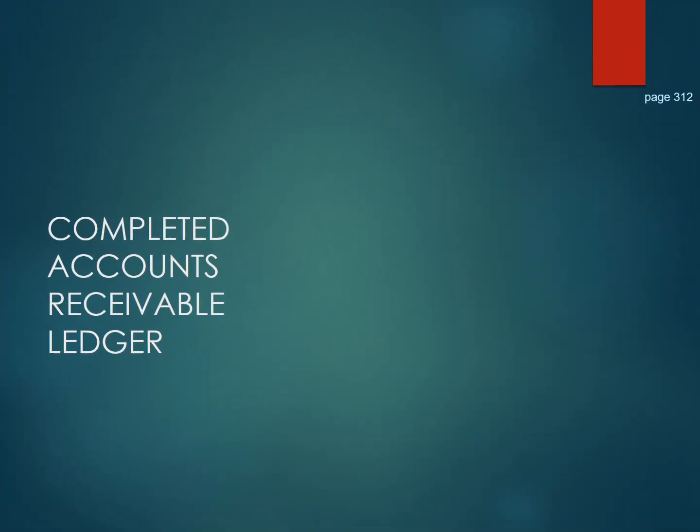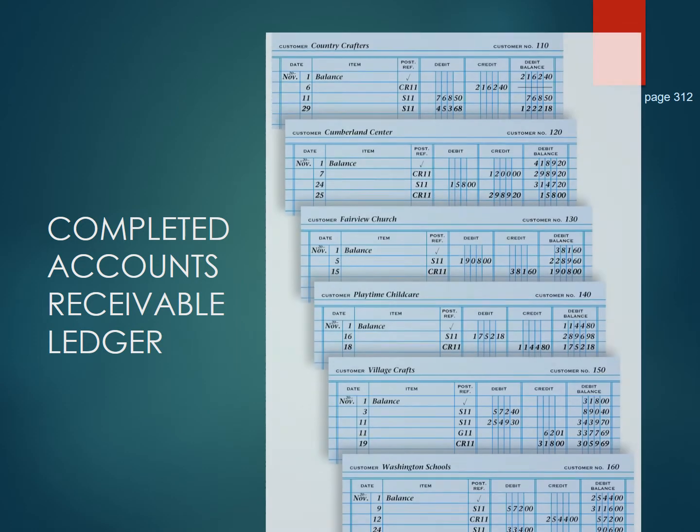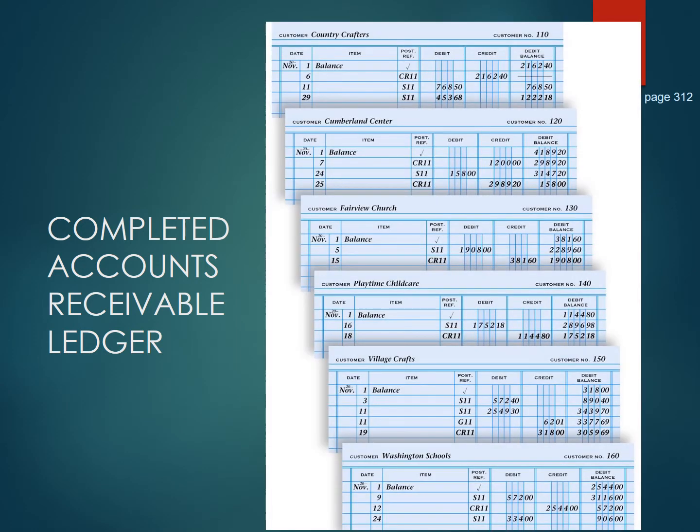Let's look at a completed accounts receivable ledger. We have 6 customer accounts. Each of these accounts have been posted and updated through the end of the month. The next step is to make sure that the total in our accounts receivable subsidiary ledger equals the account balance in our accounts receivable general ledger.